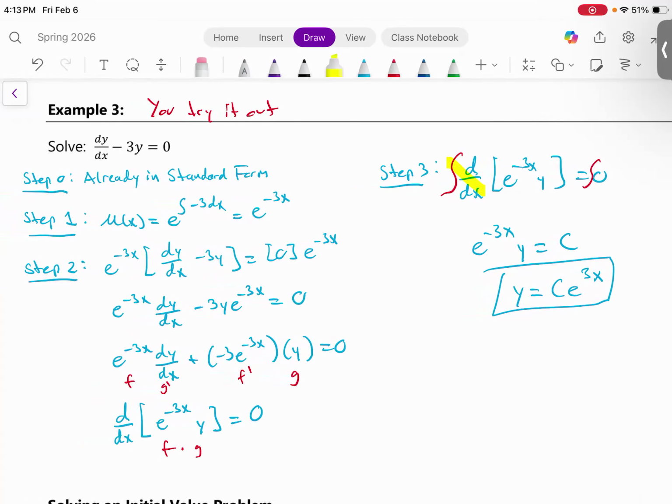Okay, so hopefully you got this answer, or at least you got close, but make sure you're following the same steps and method. But that's it for linear differential equations and the method to solve them.